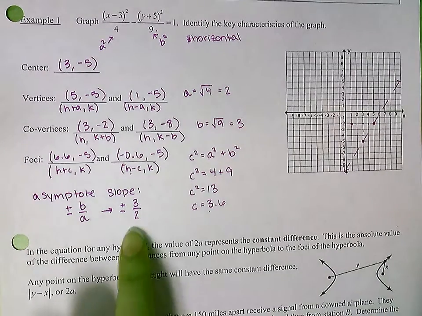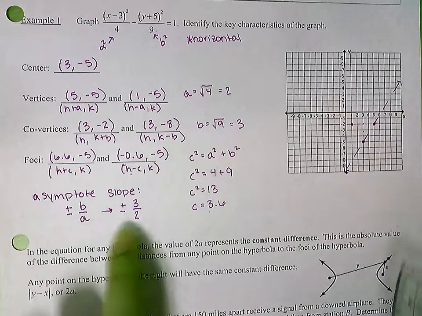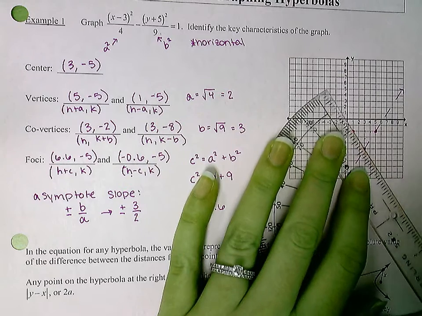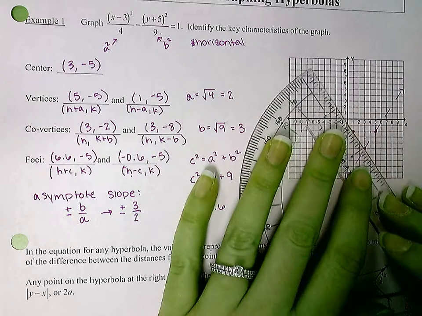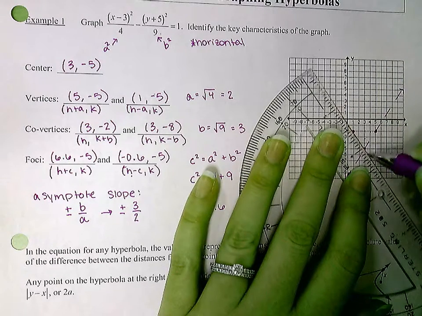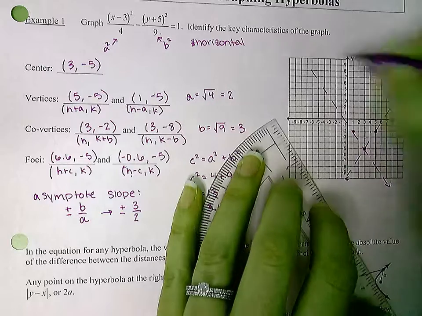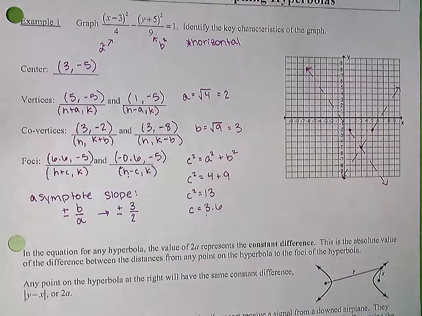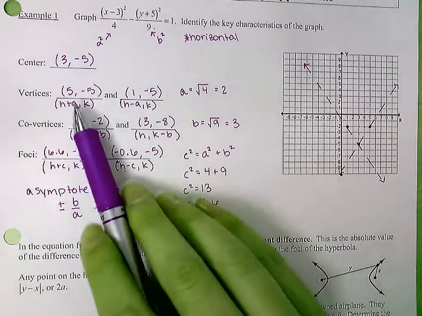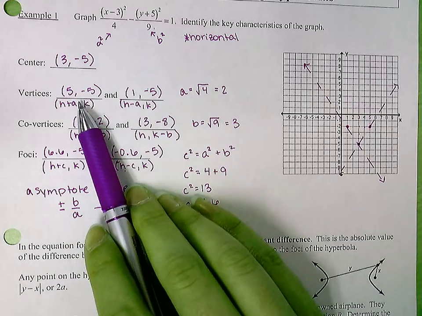Now the second, again I use the negative slope for the second one, is going through that center point and the other point that I drew in using that slope. Okay, so these are my two asymptotes here, and they have to go through that center point. Okay, so next what I can do is plot my vertices.